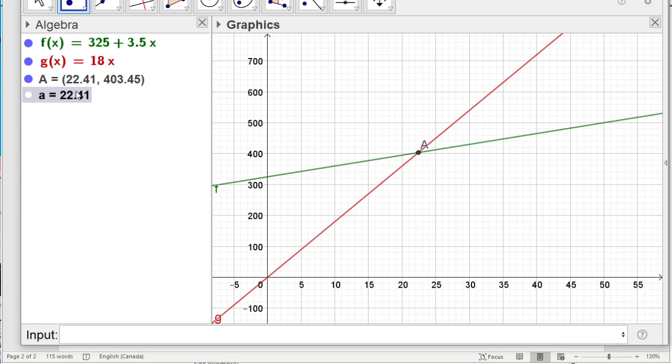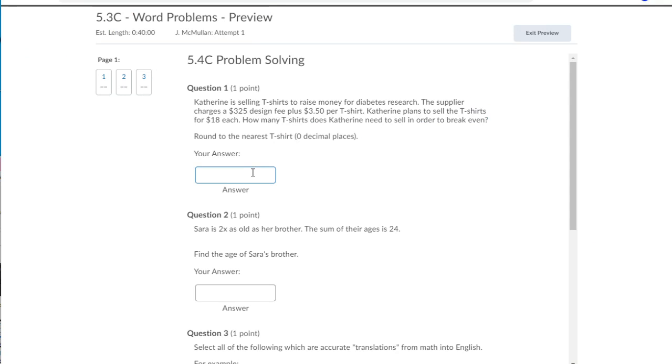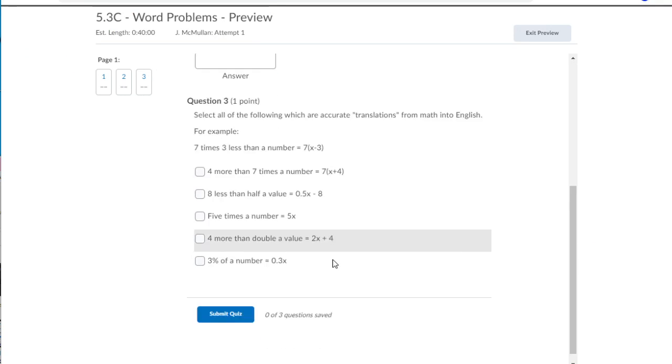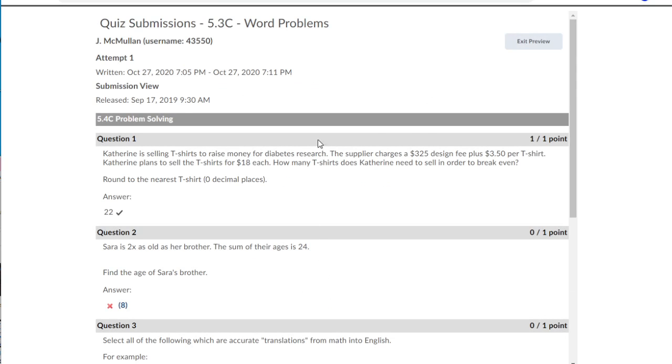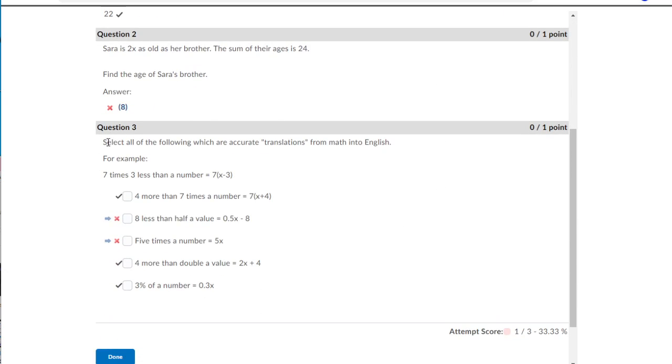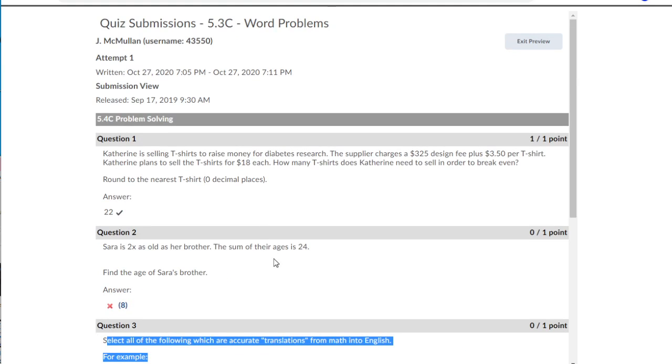If you look at my chart again, where they meet at 22.41. Again, we're supposed to round it, so we're just going to round it down to 22, which is what this is looking for. Okay. Now again, the final question is multiple choice, and it doesn't change when you take it. So I would make sure I got that one right first before I worried about 1 and 2. Right? I would take it over a couple of times until I got question 3 right, and then I would work on question 1 and 2.